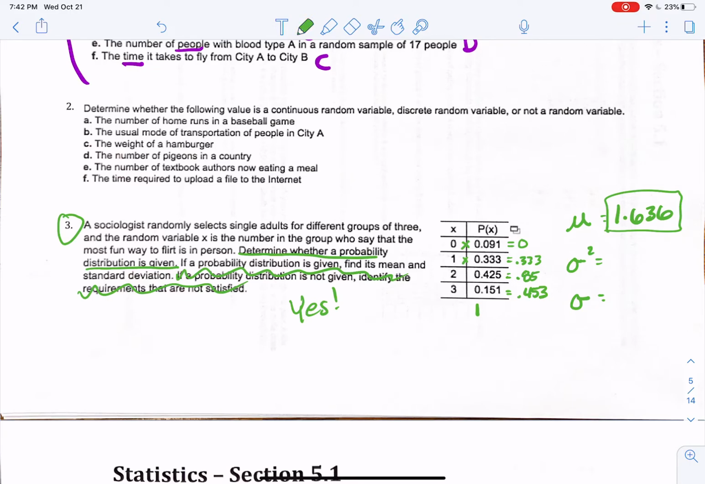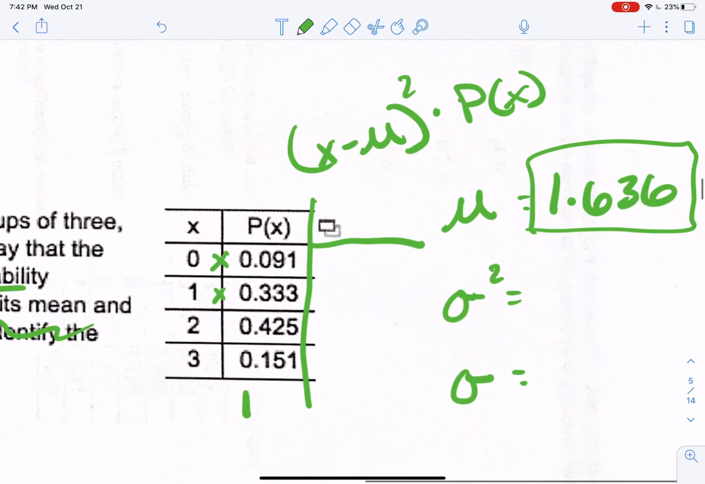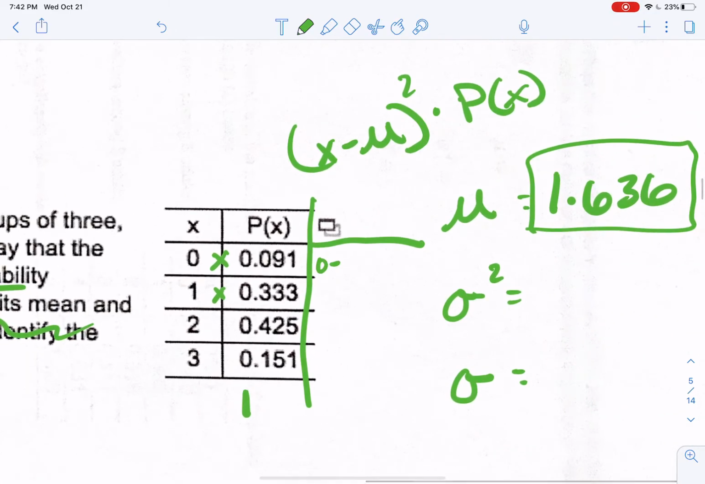All right, now we want to do the standard deviation. So I'm going to get rid of this stuff here, and I'm going to do this column. This is the (x minus mu) squared times p of x. So the first one that we're going to do, x minus mu would be 0 minus 1.636 squared, and we would take that times 0.091. This was going to be a little bit uglier, okay? So that's the stuff that I'm going to plug in.